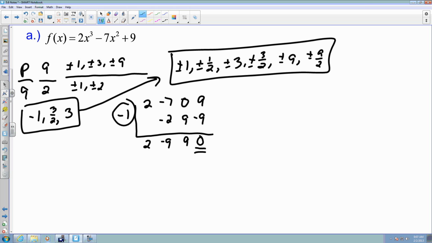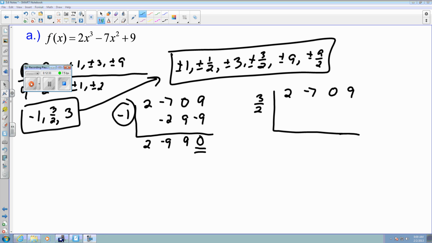Okay, let's go 3 halves. And still go 2, -7, 0, 9. All right, sorry about that.